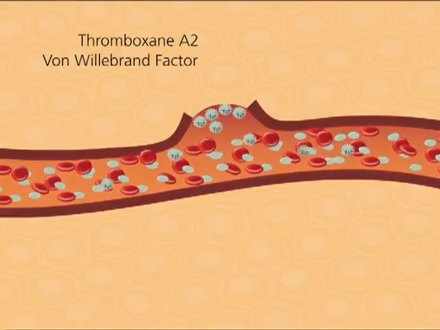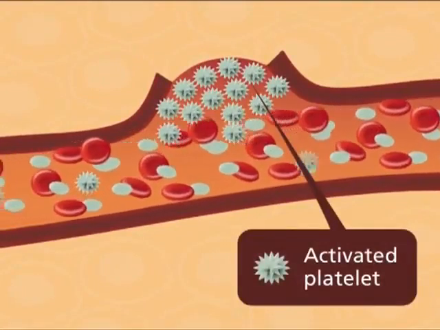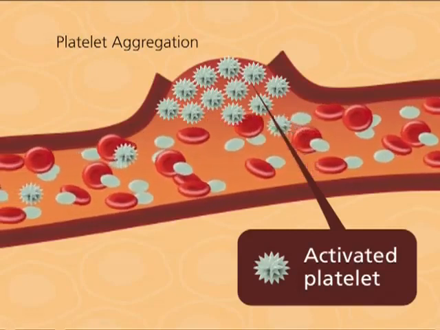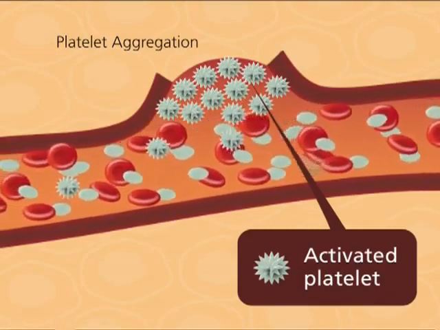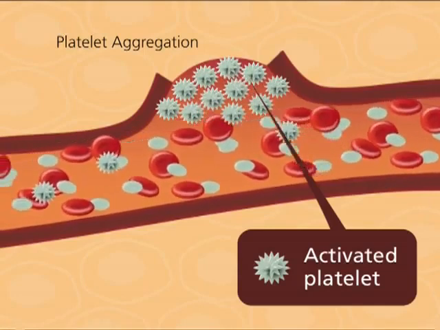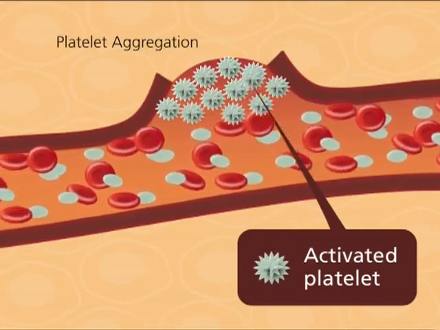This process constitutes platelet adhesion. Adherent platelets are activated and attract other platelets through a process known as platelet aggregation. Fibrinogen molecules form bridges between adjacent platelets. This forms an aggregate of platelets that occludes the wound and eventually stops bleeding.